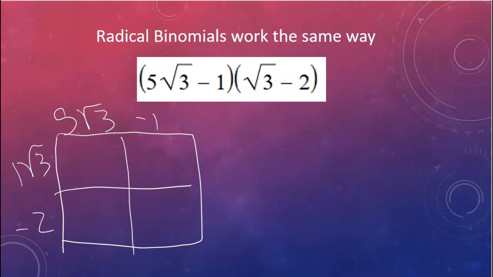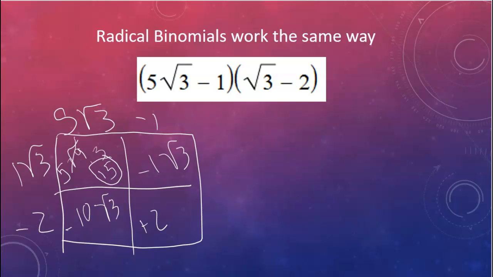So remember, the numbers can only multiply with numbers. Radicals can only multiply with radicals. 5 times 1 is 5. Square root of 3 times square root of 3 is square root of 9. Square root of 9 is really 3. So now I have 5 and 3. 5 times 3 is 15. I'm going to circle that so I don't lose it because this box is kind of small. Negative 1 times square root of 3 is negative 1 square root of 3. Negative 2 times 5 is negative 10 square root of 3. Negative 2 times negative 1 is positive 2.